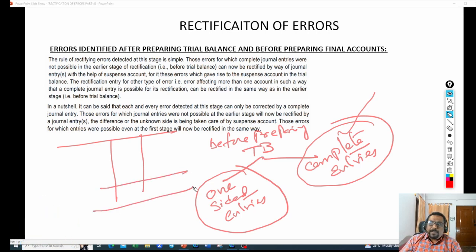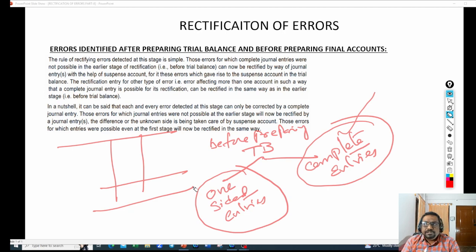If trial balance is prepared, either the trial balance should have tallied or it shouldn't have tallied. You agree with me or not? Trial balance is already prepared and you identified the errors. If the errors are identified, those errors might have an impact on trial balance, or they may not have an impact on trial balance.